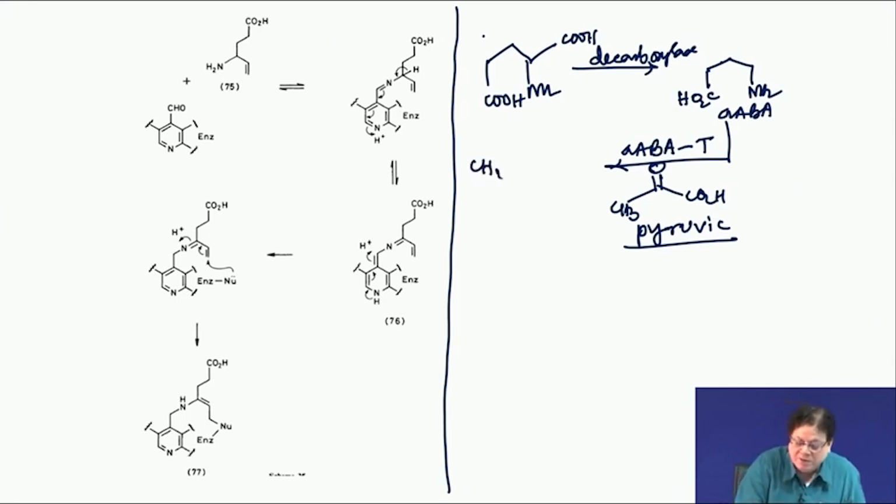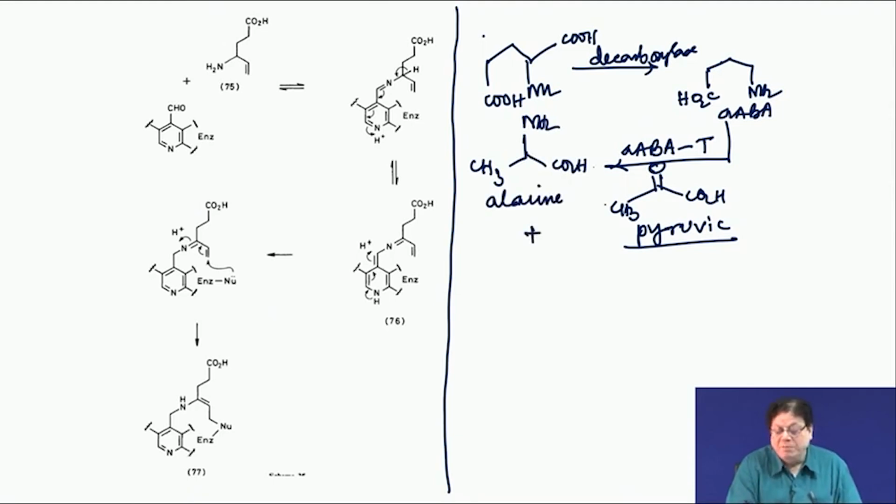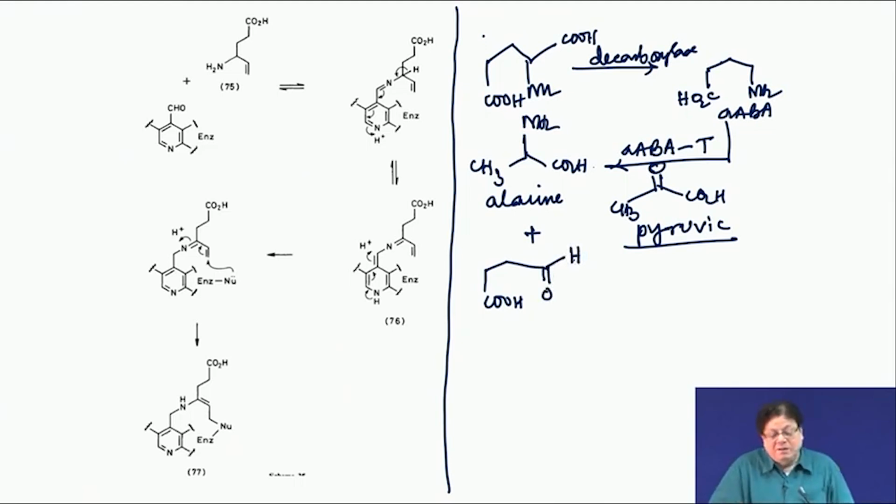So, what will be the reaction? The keto acid will be converted into NH2 CO2H. This is nothing but alanine. And what will happen to the GABA? That will be CO2H, and instead of NH2 you will have a carbonyl. So, this is the compound: remove the NH2, put a carbonyl, but remember there is a hydrogen here also.